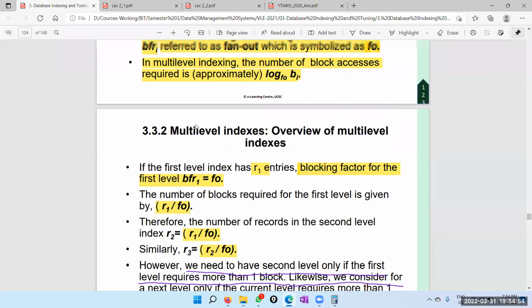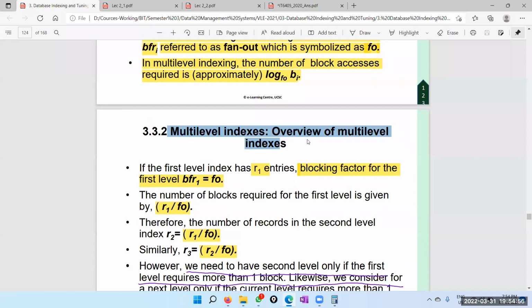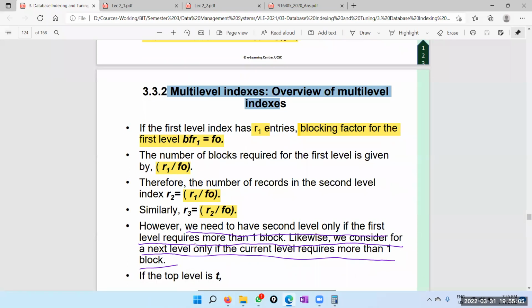Index, okay, so this one, right, multi level index. So you have to calculate this one, fan out. So we have found the blocking factor for the first level. The number of blocks required for the first level is given by R1 divided by F0.